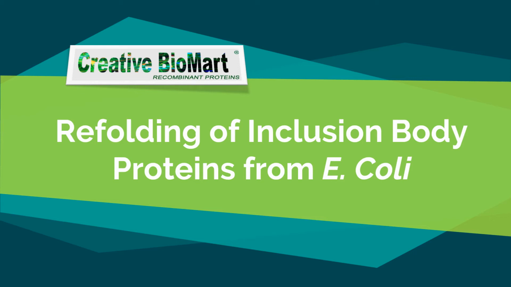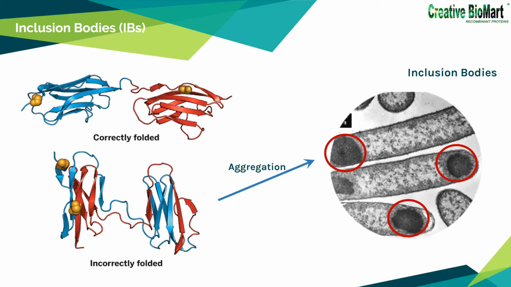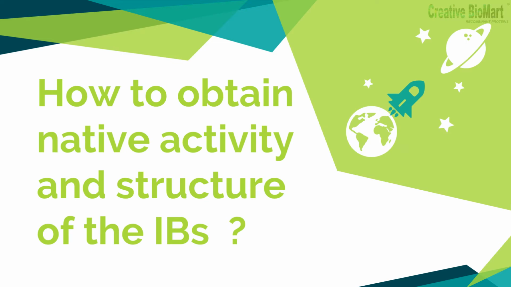Today, we will talk about refolding of inclusion body proteins from E. coli. As mentioned in the previous video, expression of proteins in E. coli often leads to the formation of dense insoluble particles, known as inclusion bodies, containing most of the recombinant proteins in incorrect steric structures without the desired biological activities. How to obtain their native activity and structure is the topic we will discuss in this video.